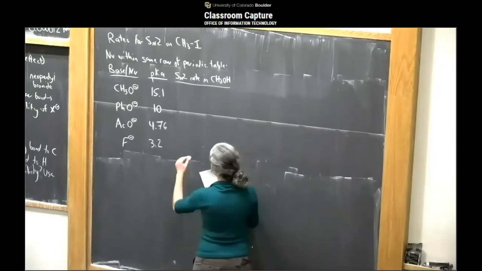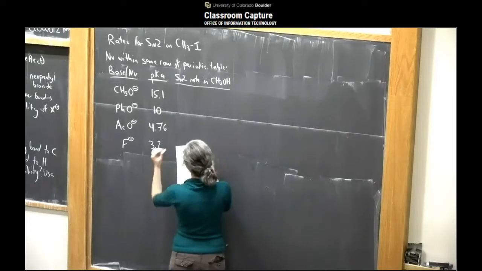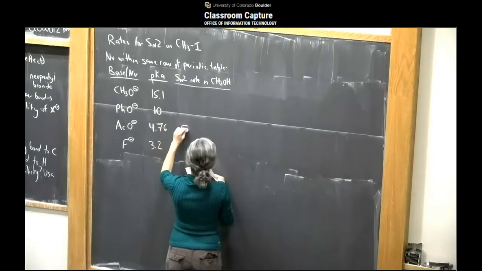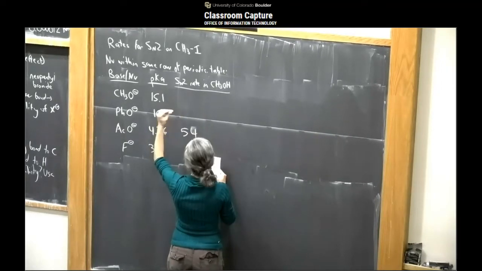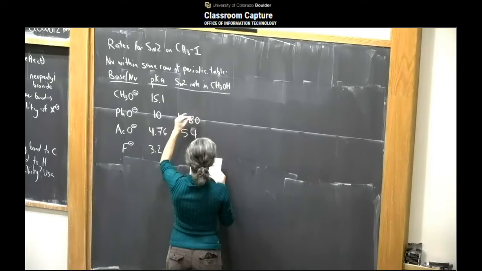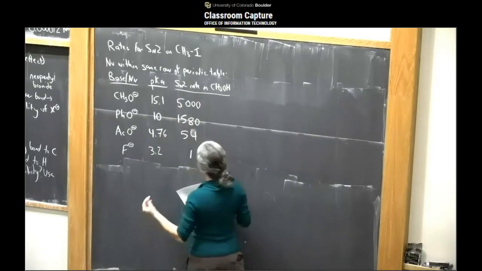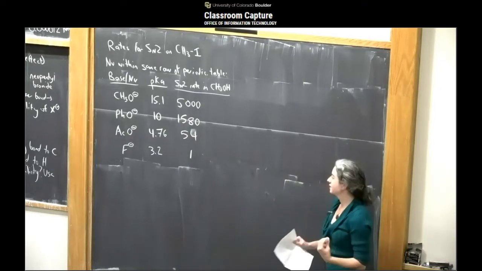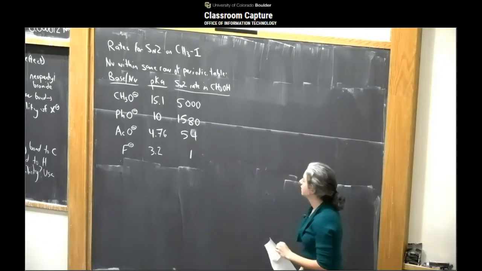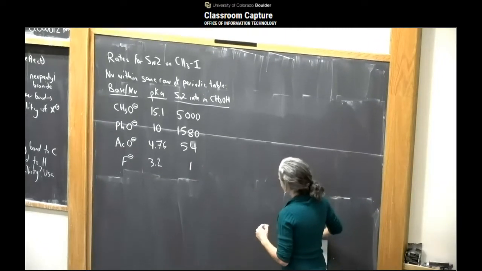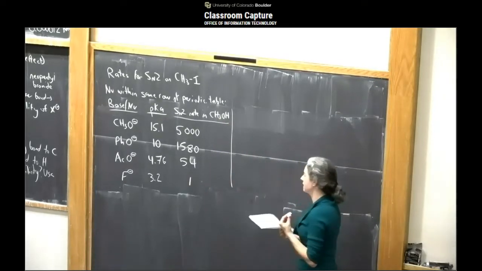Okay, so the SN2 rates in methanol as the solvent. We're going to arbitrarily set fluoride as a rate of 1, which means that acetate gives a rate of 54. Phenoxide gives 1580. And methoxide gives 5000. Okay, so quite a big change here for something that's going up by 10 pKa units. Okay, so that's one set of data that we have. We can talk about what this means and the trends it implies in just a second here.